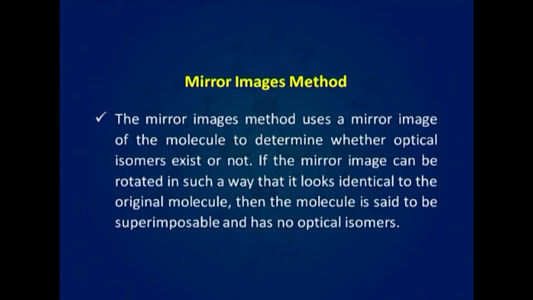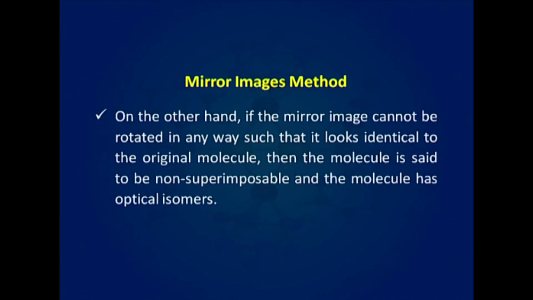The mirror images method uses a mirror image of the molecule to determine whether optical isomers exist or not. If the mirror image can be rotated in such a way that it looks identical to the original molecule, then the molecule is said to be superimposable and has no optical isomers. On the other hand, if the mirror image cannot be rotated in any way such that it looks identical to the original molecule, then the molecule is said to be non-superimposable and the molecule has optical isomers.